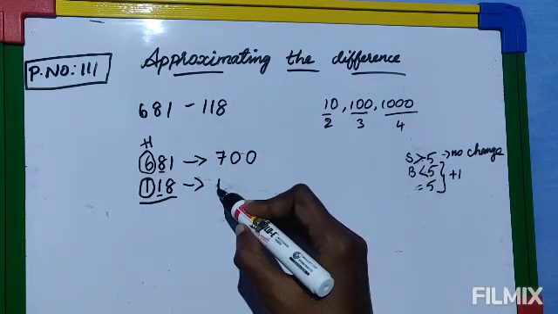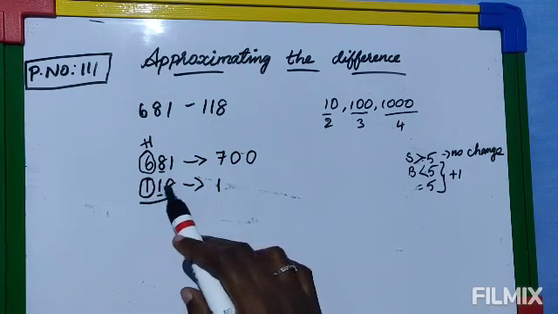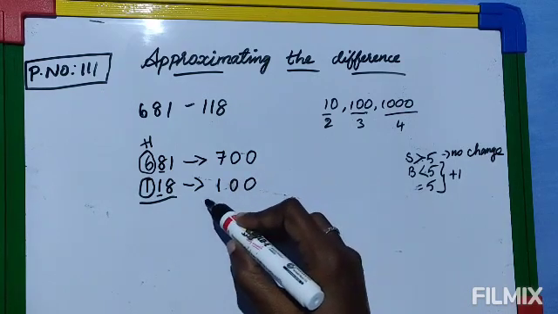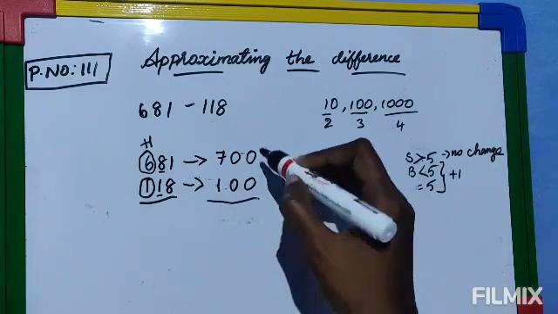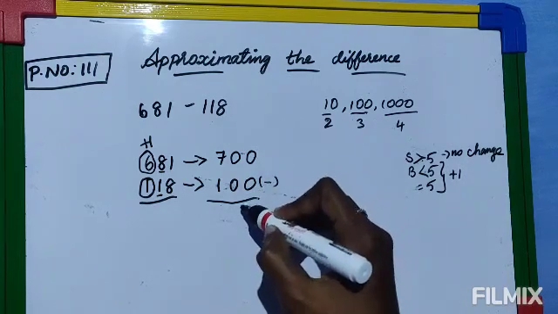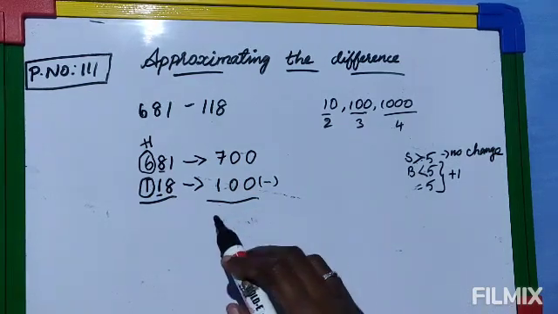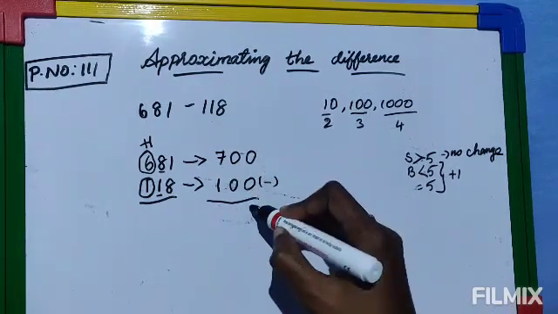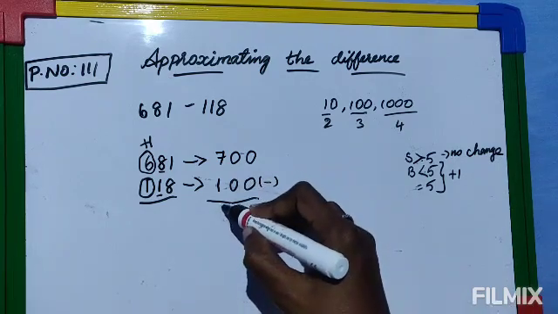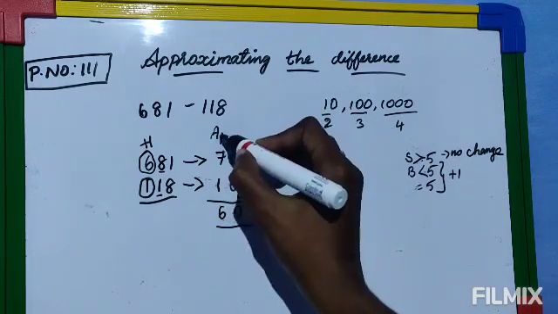So we are writing 1 here. And the right side digits will become 0. So here there are 2 digits, so all these 2 digits will become 0. This is the rounding off. After rounding off, if you do the subtraction and get the answer, that is the approximate difference. So 0 minus 0, 0, 0 minus 0, 0, 7 minus 1, 6. This is the approximate difference.